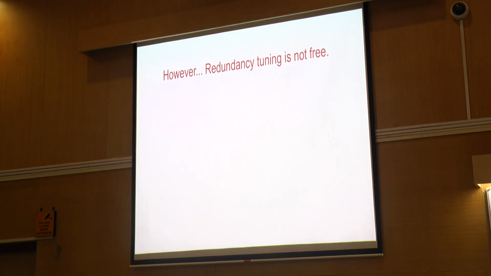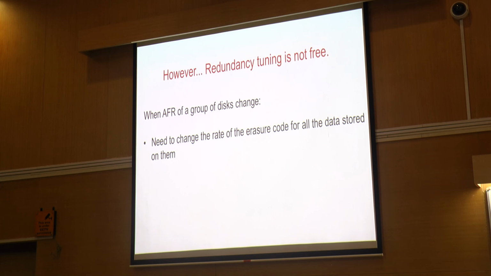So now it looks like redundancy tuning is pretty useful and can lead to significant savings in storage cost, right? So then all systems should right away start doing it, right? But there is one concern that needs to be addressed before that can happen, because redundancy tuning is not free. When the AFR of disk groups changes, we need to change the rate of the code. That is, the n and k parameters of the code have to change.